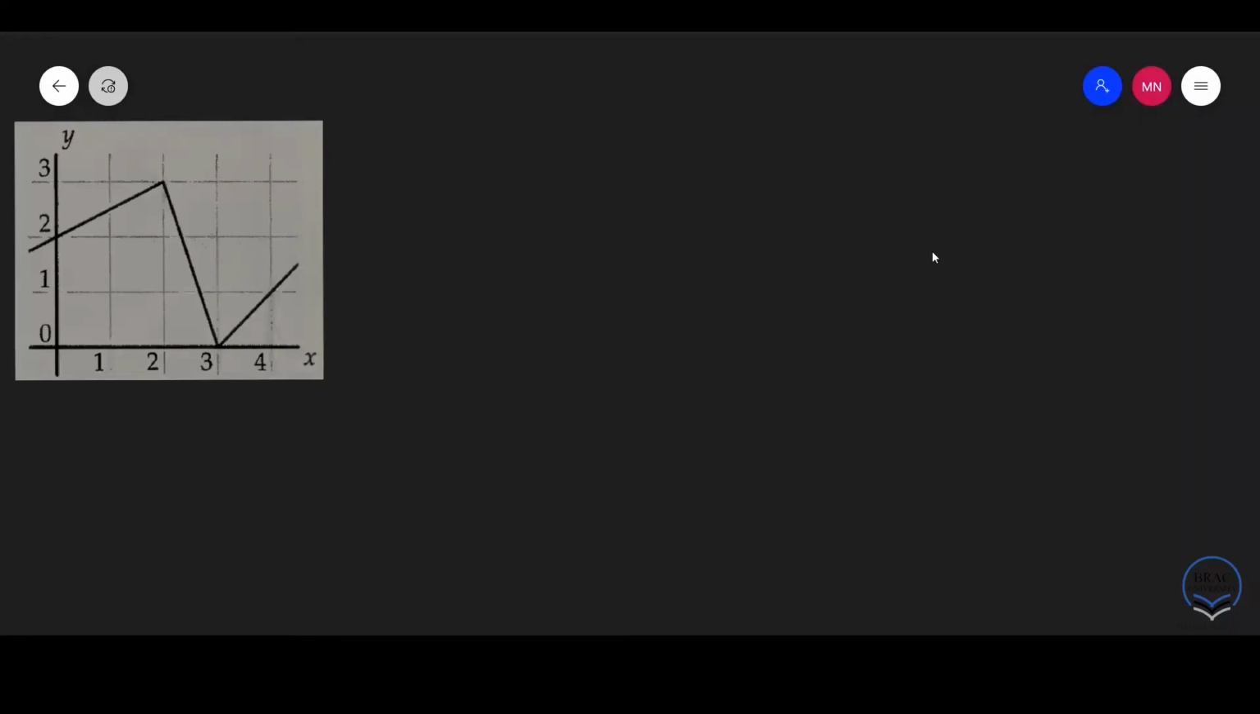So let's say that we have the graph of a function y is equal to f of x, right? Now we want to find the value of our output at x is equal to 2. So when x is equal to 2, what is the value of f of 2? We can easily determine this from our graph.